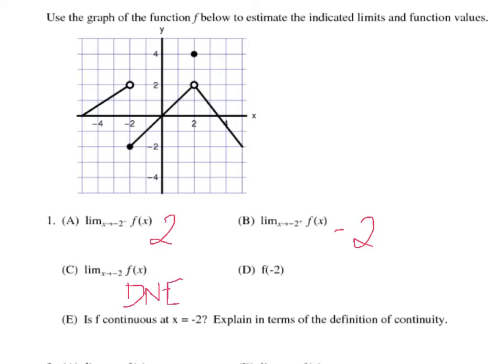Finally, f of -2, that's just saying what's the function's value. Well, of course, the function's value is wherever the closed circle is, so that is -2.